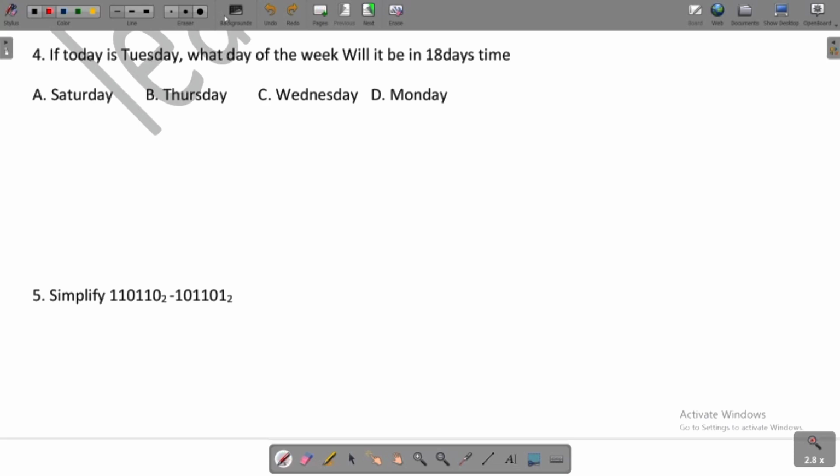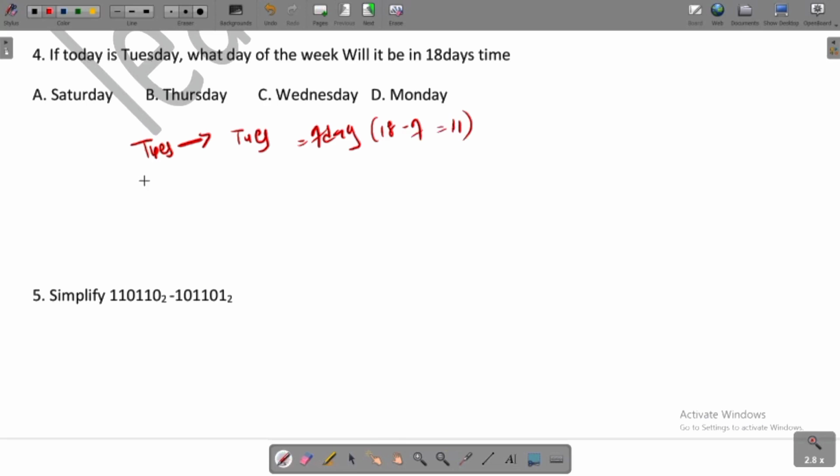If you count from that Tuesday again, from Tuesday to Tuesday, you have 7 days, because we are not counting the first Tuesday, but we are counting from that Tuesday. We are including that Tuesday. We have 8 days. So that means for 18 days time, 18 minus 7, now we have 11.